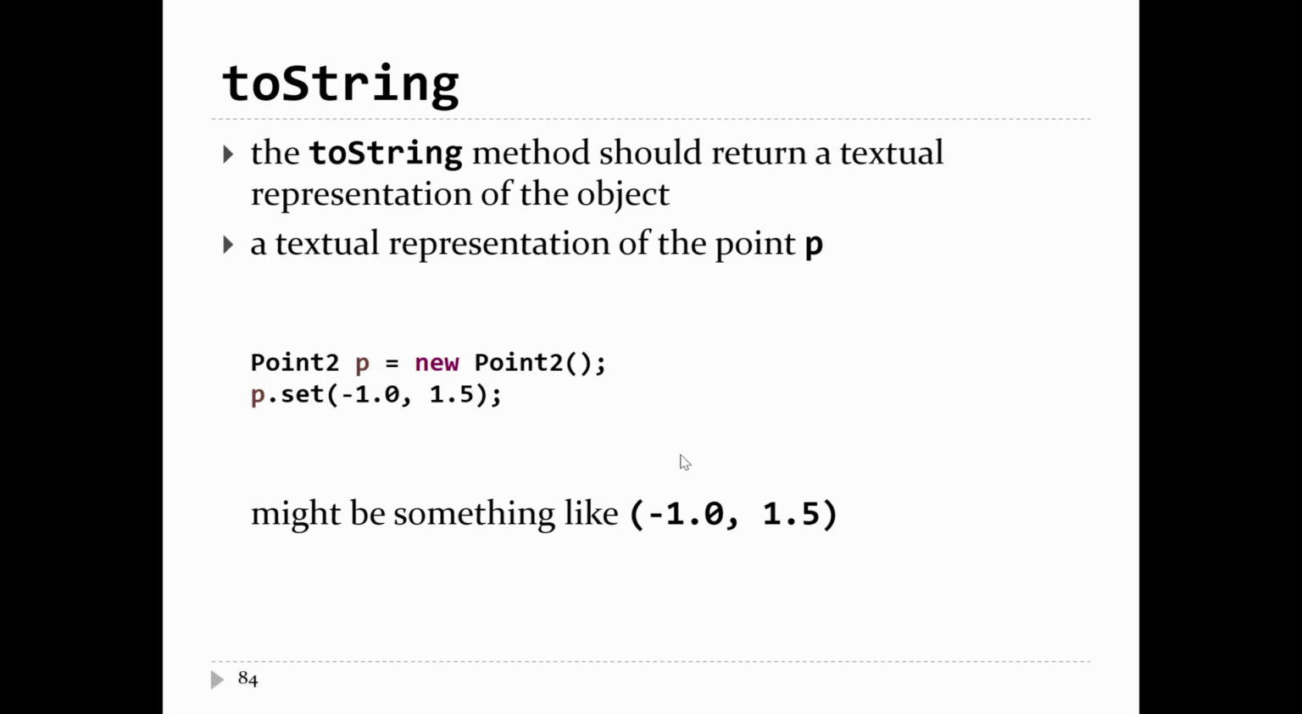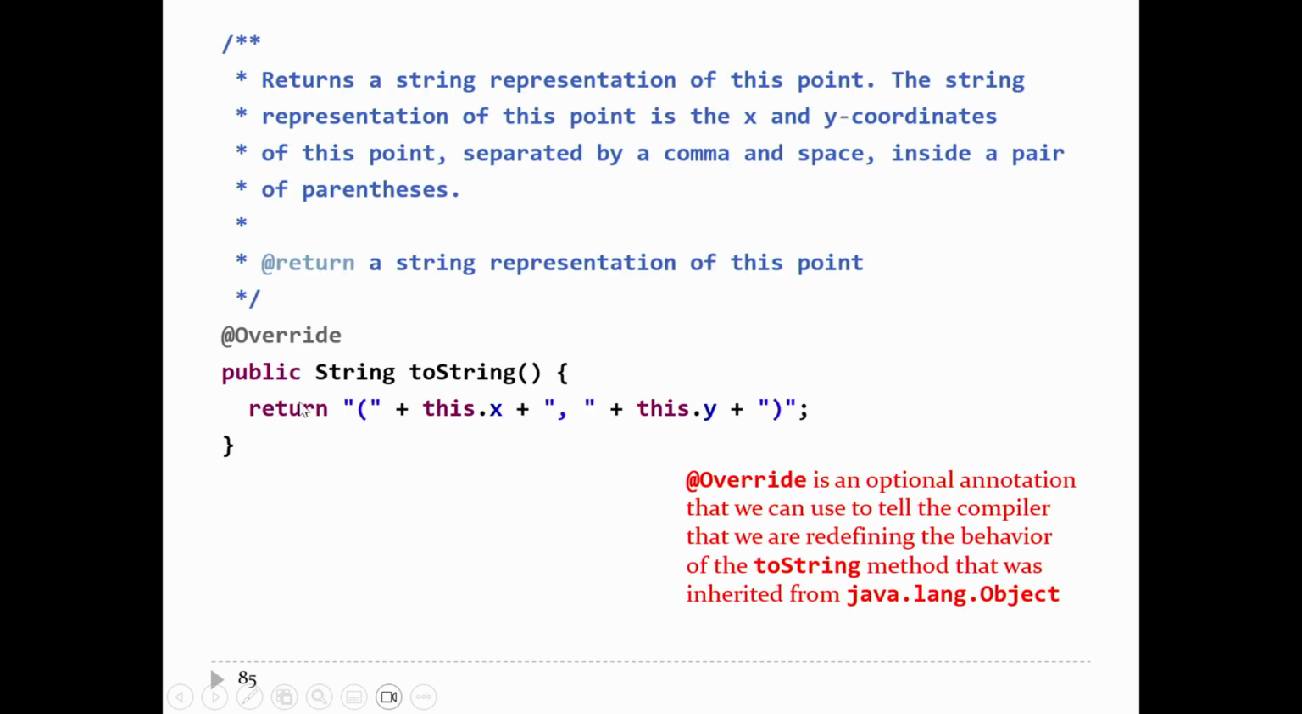So how do you do that? Well, you just define your own version of toString. Ignore override for a minute. I'll tell you what that does in just a second. So if you want to replace toString in your class, the header is always exactly the same. It must be public. It must return a string. Its name must be toString, and it must have two round brackets with nothing inside the round brackets.